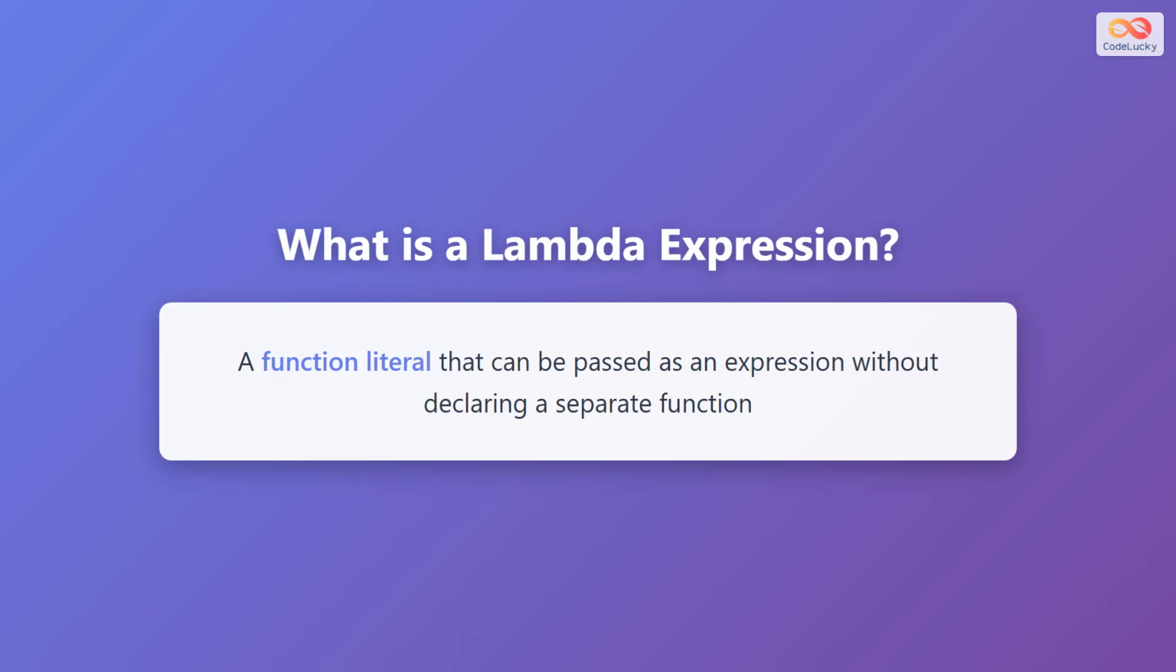A lambda expression is essentially a function literal. Think of it as a function that you can create on the fly without formally declaring it with the fun keyword. The key concept here is that you can pass this function as an expression to other functions or store it in a variable. This makes lambdas incredibly useful for writing flexible and reusable code, especially when working with collections and higher-order functions.